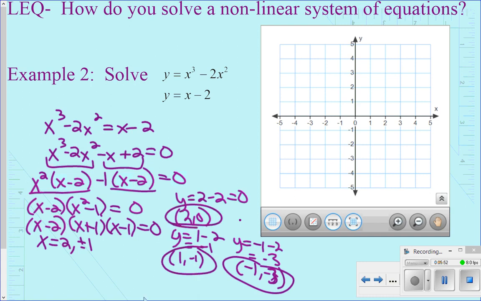So now I'm going to graph those. Again, I have the same line I had in the last problem. And this time I have a cubic. Well, I don't know what that cubic looks like because it's in standard form. So I have to solve for the zeros or find the x-intercepts. So I'm going to set y equal to 0 in that top equation. And I'm going to factor it.